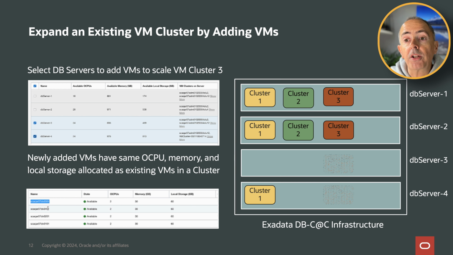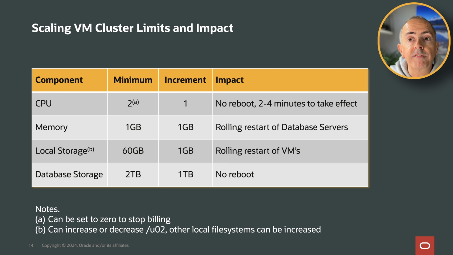So let's talk about some of the limits and also the impact of when you do a scaling operation. For CPUs, each VM has a minimum of 2 to run the VM software and the grid infrastructure, and you can increment by 1. Scaling this up or down doesn't require a reboot, but typically takes somewhere between 2 and 4 minutes to take effect. Setting the OCPUs to 0 is the way to stop billing on that VM cluster.